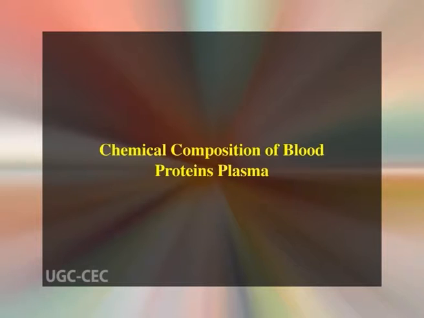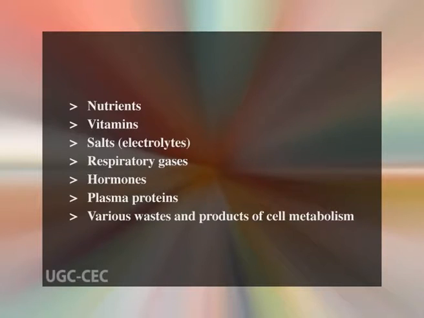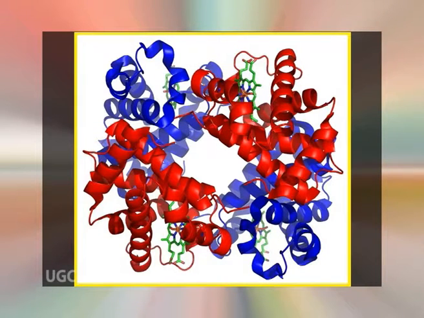First of all, we will discuss the chemical composition of blood proteins. Plasma, which is approximately 90% water, is the liquid part of the blood, with 10% various substances. Over 100 different substances are dissolved in this straw-colored fluid. Examples of dissolved substances include nutrients, vitamins, salts, respiratory gases, hormones, plasma proteins, and various wastes and products of cell metabolism. Blood proteins, also termed plasma proteins or serum proteins, are proteins present in blood plasma.